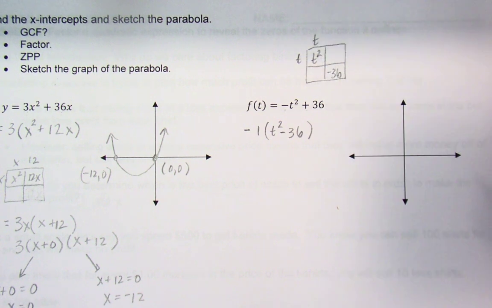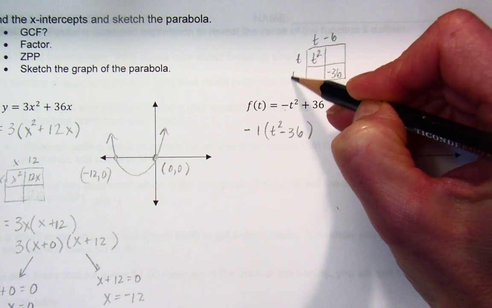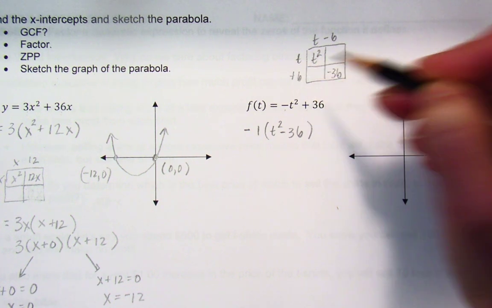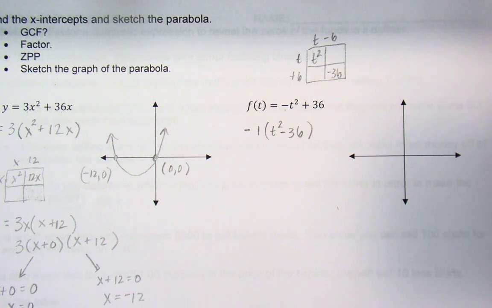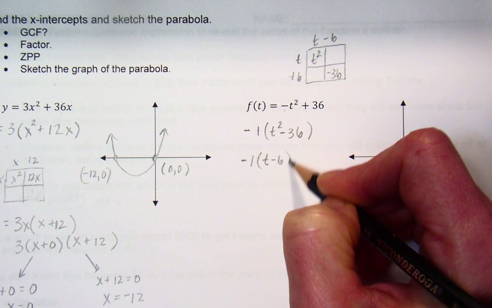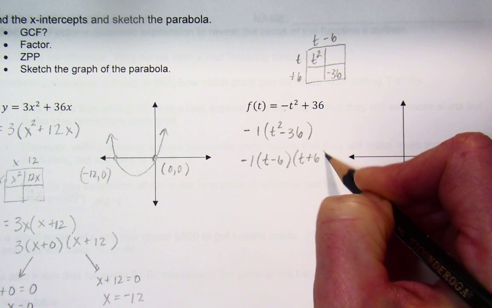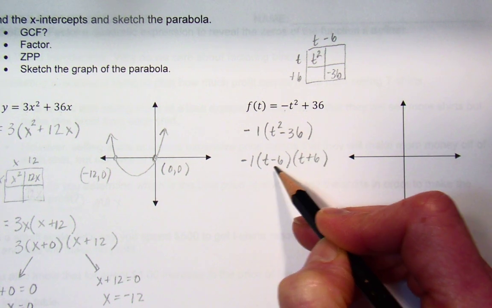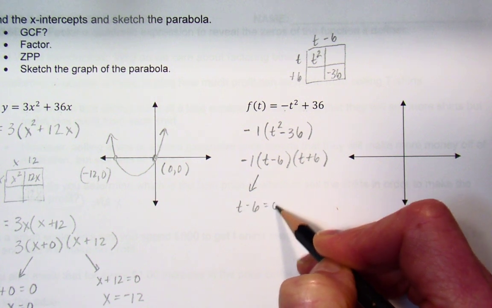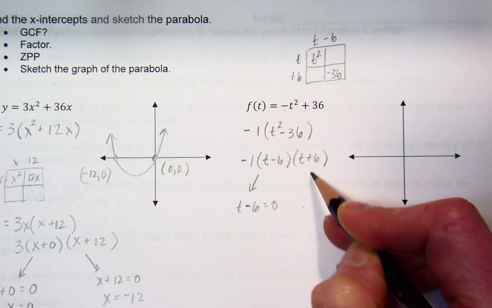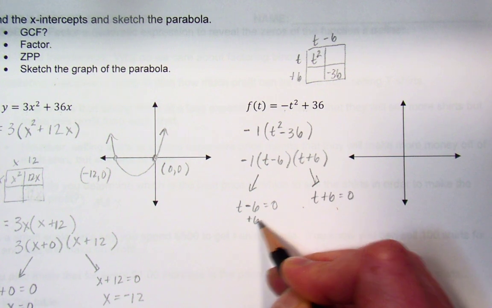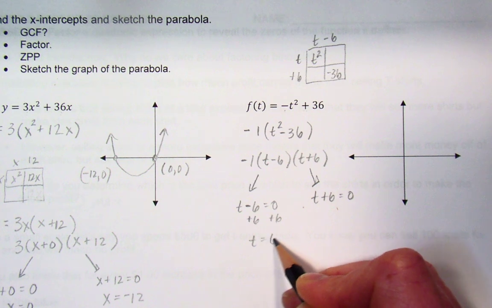t times t makes t squared, and negative 6 and positive 6 will make negative 36, but these two items add to be 0, which is why there's no middle term. So negative 1 times t minus 6 times t plus 6. If I take each one of these factors and I set them equal to 0, and this one, adding 6 to both sides, t is equal to 6.